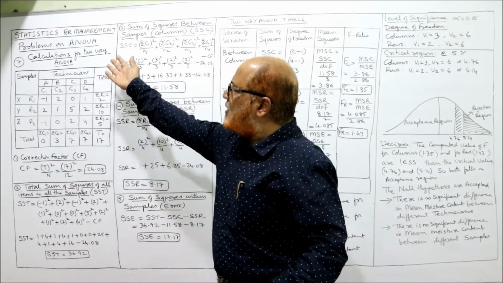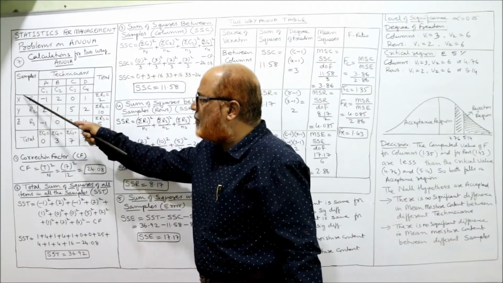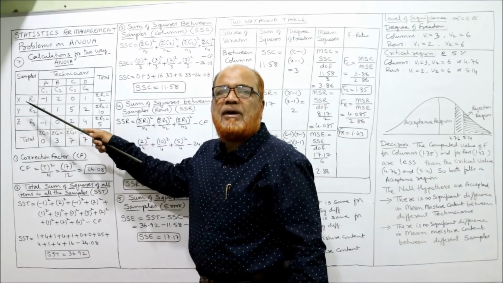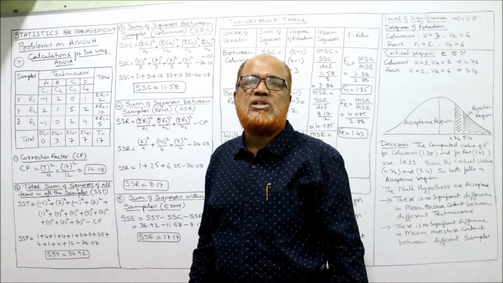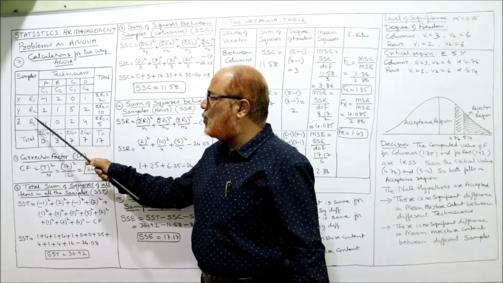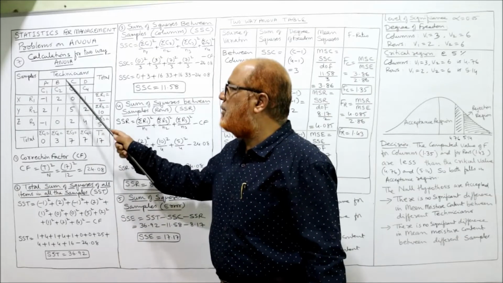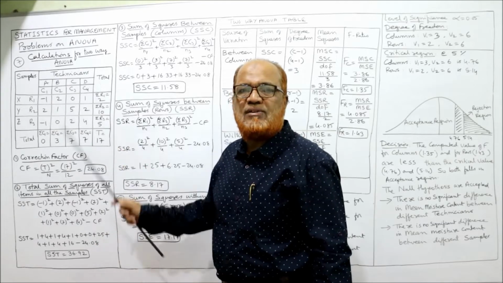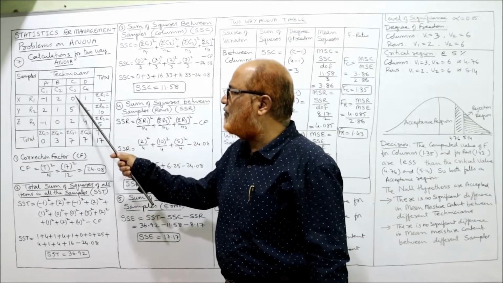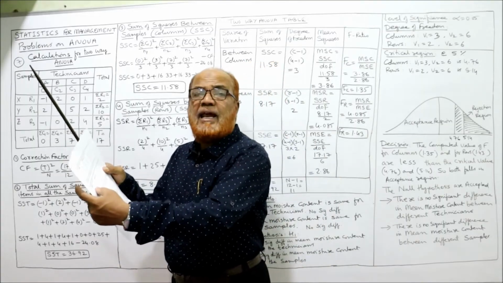Now, here are the calculations for two-way ANOVA. Samples are X, Y, Z given in the problem. I have denoted them by the names R1, R2, R3 for our convenience. R stands for rows: row 1, row 2, row 3. In columns, we are given technicians A, B, C, D. So I have given the names C1, C2, C3, C4: column 1, column 2, column 3, column 4. Right? Now the data.